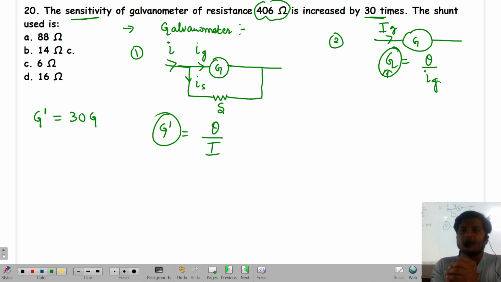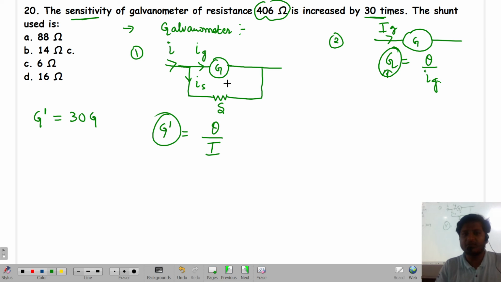What is sensitive? If I just pinch you, you will feel it or not? You will move your hands back or not? So if I pass a current, it will deflect or not? If the deflection is theta, then theta divided by current gives you the pinching ability of the galvanometer. Understood or not? If I put you in cold water, your sensitivity decreases or not? It is going to decrease. But if I put you in hot conditions, your sensitivity will increase.